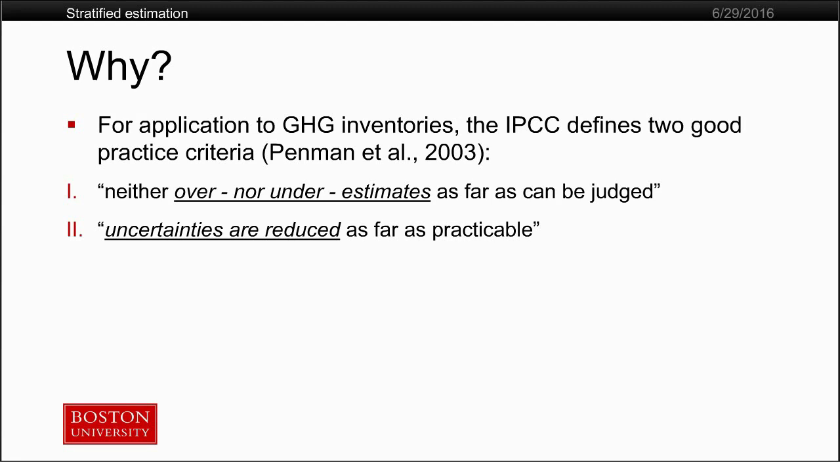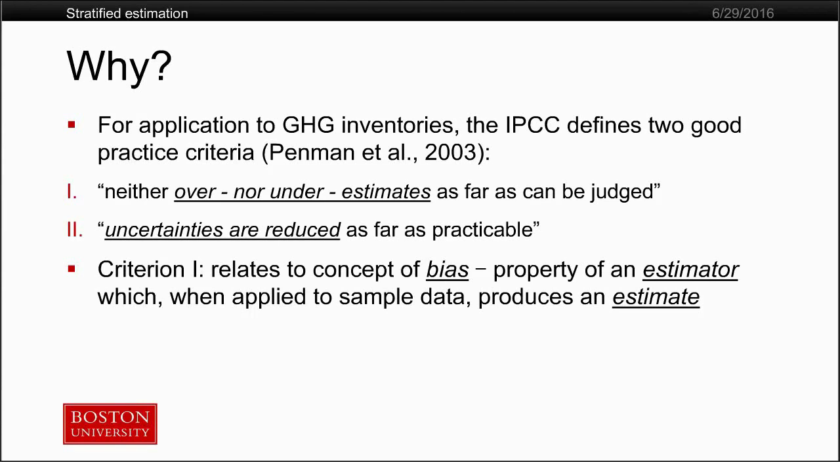And the second one is that uncertainties are reduced as far as possible. So what does this actually mean? Well, the first criterion here refers very much to the concept of bias. Neither over nor underestimate. This means that it should be unbiased. And bias is the property of something we call an estimator, which is simply a statistical formula. It's just an equation. Some of them are very, very simple. Can be a very simple formula that when applied to a sample or to sample data gives you an estimate. And if the estimator is unbiased, the estimate that you get is unbiased.